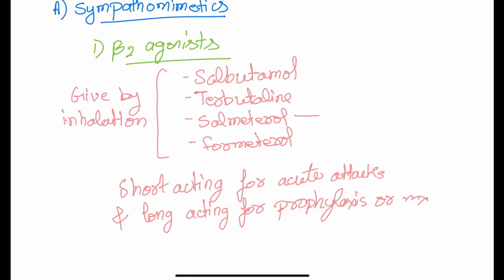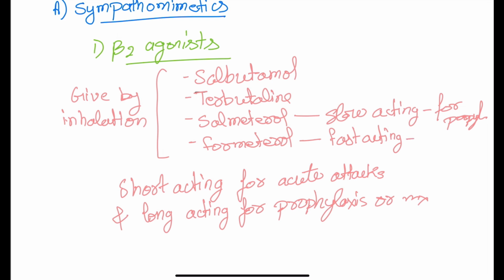Now, salmeterol, which is slow acting, we will use as prophylaxis. And formoterol, which is fast acting, we will use for acute attacks.